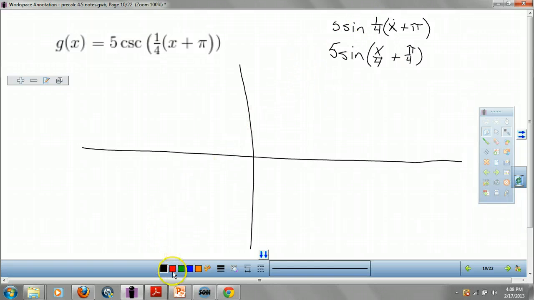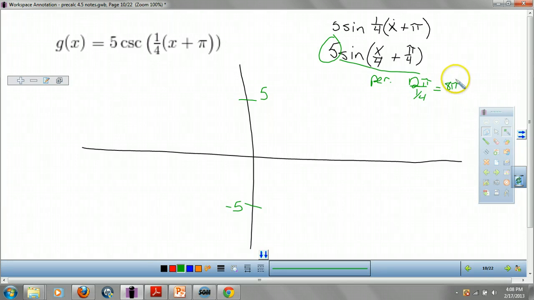All that good stuff. So let's graph sine first. The amplitude's 5. 5. Negative 5. My period's going to be 2 pi divided by 1/4, which is 8 pi. Going through that quick because, guys, we spent like 3 days on it. Okay. Now, sine usually starts at 0, 0, right? But we are going to start at pi over 4.